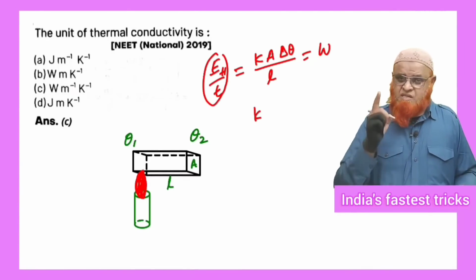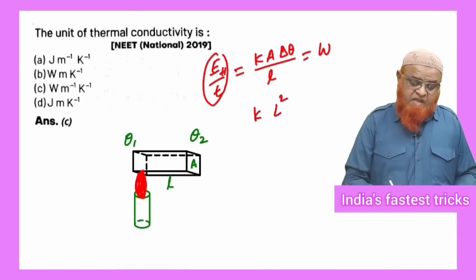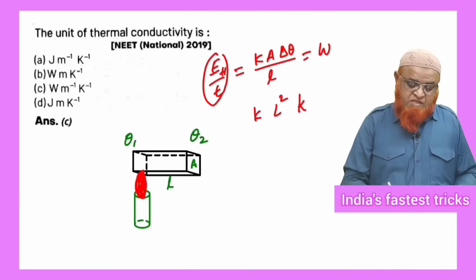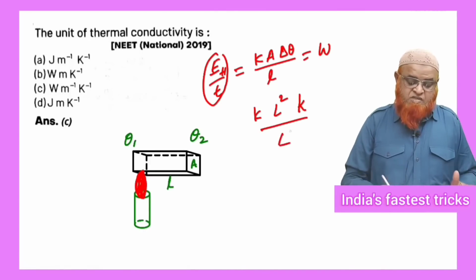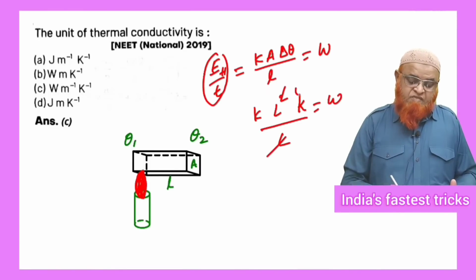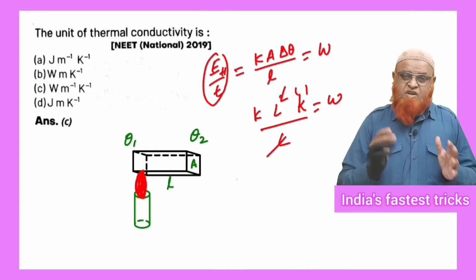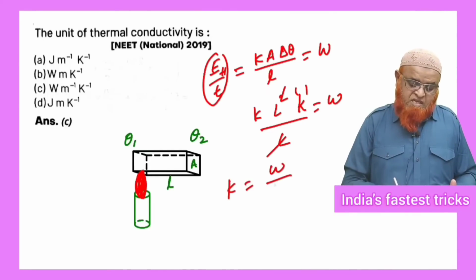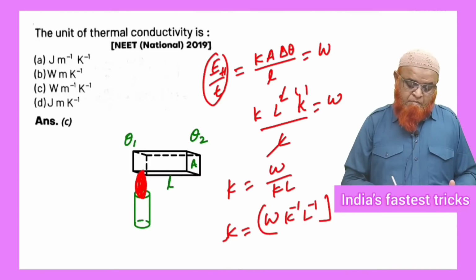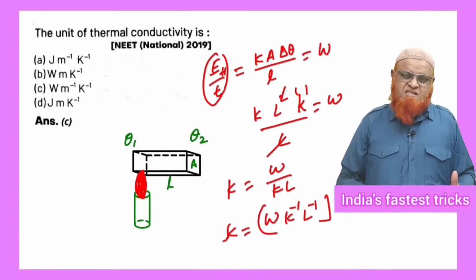K means the coefficient of thermal conductivity, area has the dimensional formula L square, and let us take delta theta as temperature, which is considered as small k. Let us take the length of the rod as L here. So L square gets cancelled, and W is left. He is asking us to find the dimensional formula for thermal conductivity, which is K equal to W by KL. Therefore K is W, K power minus 1, L power minus 1. This is the fastest and easiest method to solve the problem.